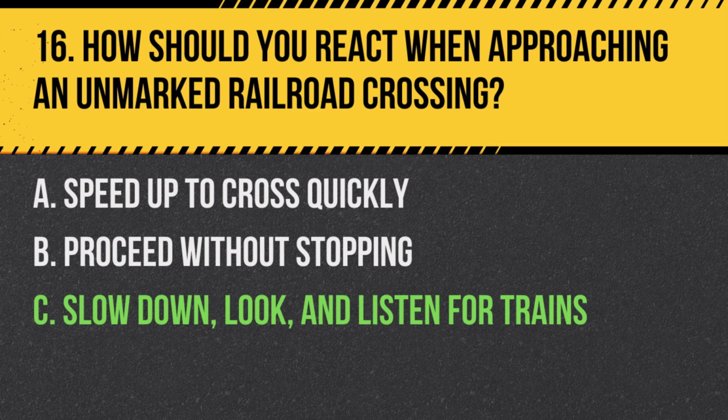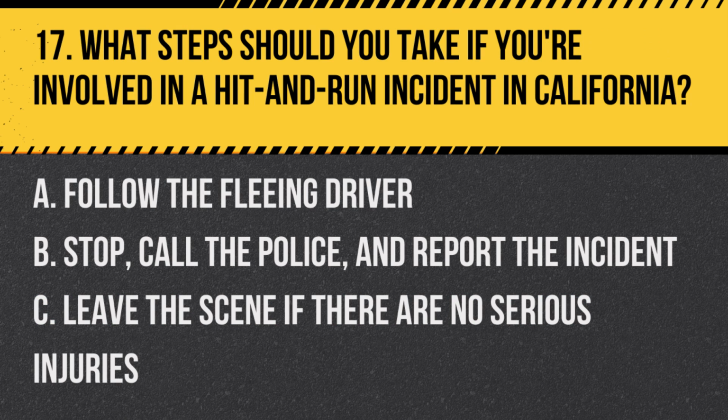At unmarked railroad crossings, it's important to slow down and check for approaching trains before crossing. Question 17. What steps should you take if you're involved in a hit-and-run incident in California? A. Follow the fleeing driver. B. Stop, call the police, and report the incident. C. Leave the scene if there are no serious injuries. Answer. B. Stop, call the police, and report the incident.